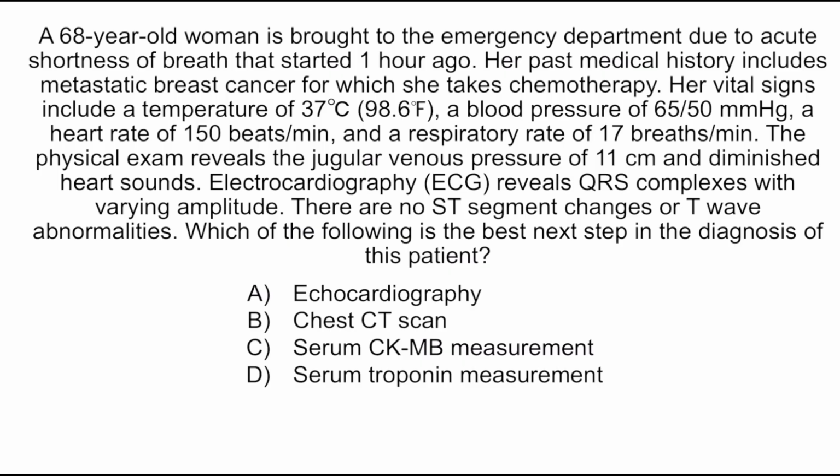So now let's discuss why the other options are incorrect. So option B, a chest CT scan, is incorrect because it's time-consuming and our patient is hemodynamically unstable. Now option C and D are incorrect because serum CKMB and troponin are measured when acute coronary syndrome is suspected. But right now, everything's pointing towards pericardial tamponade, not ACS. Especially given the fact that on the ECG, there aren't any ST segment changes or T-wave abnormalities. So again, the correct answer is A, echocardiography. And that concludes this section.